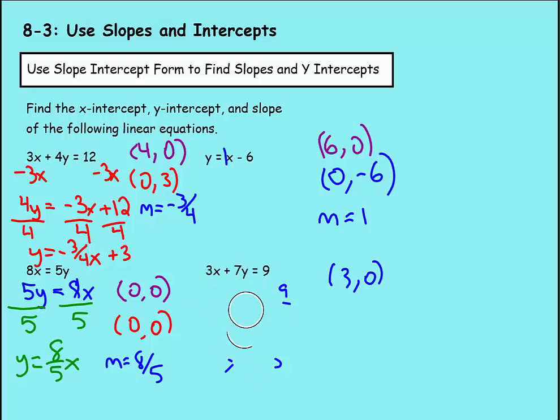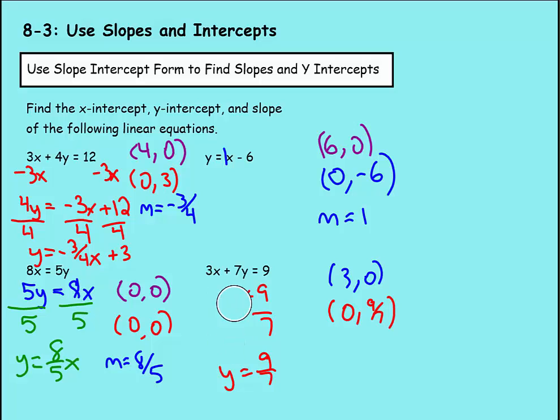Let's solve for the y-intercept then when x is 0. So we have 3 times 0, which is 0. So plus 7y, or 7y, equals 9. Divide both sides by 7. So we have y equals 9 over 7. We'll just leave it as that fraction. So when x is 0, y is 9 over 7.